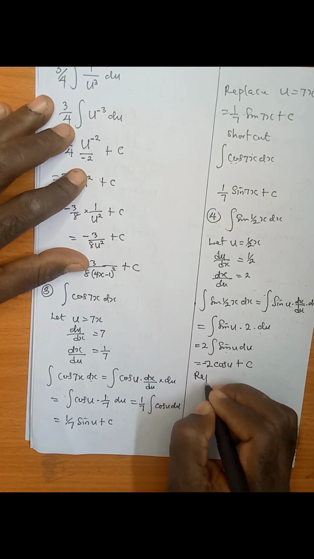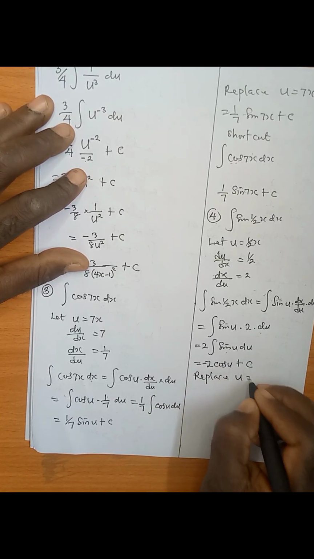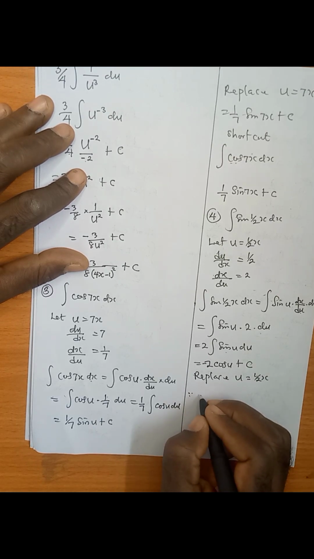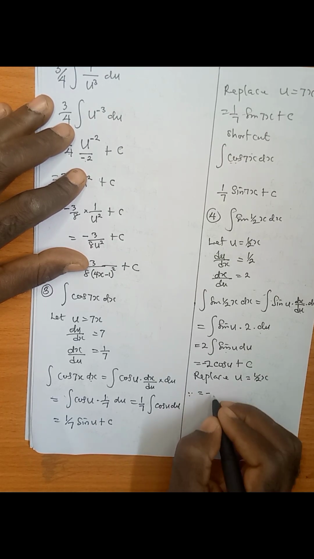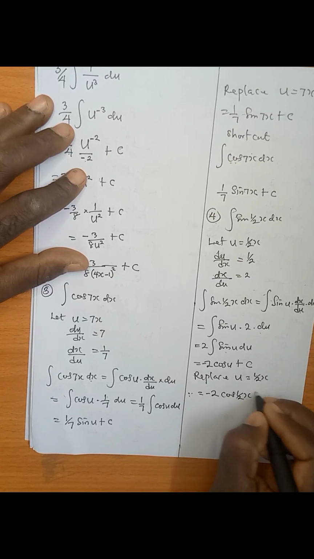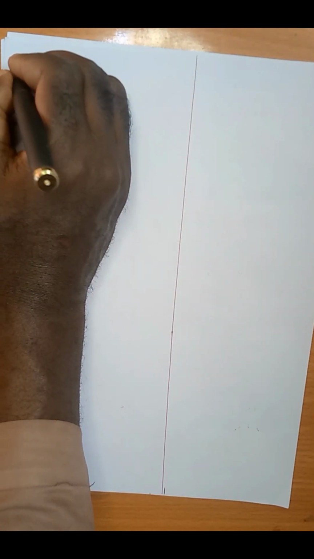Then we now replace u, which is equal to 1 over 2x. Therefore, our integration is equal to minus 2 cos 1 over 2x plus c. Then let's take a look at the 5th question here.